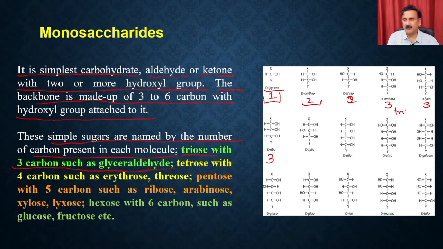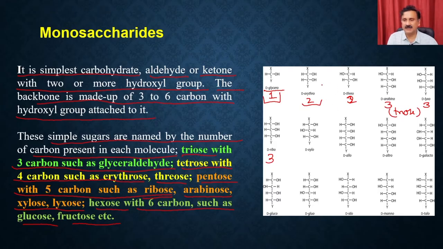This is commonly known as the triose, whereas if it is a 4 carbon, it is called tetrose, such as erythrose, and it also has threose. Then if it is a 5 carbon, it is called pentose, for example ribose, arabinose, xylose, lyxose. And if it is 6 carbon, it is called hexose, such as glucose and fructose.